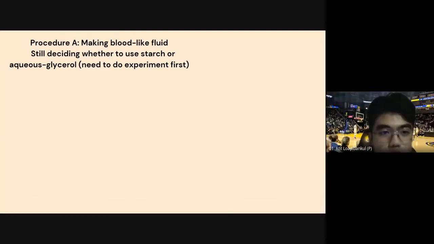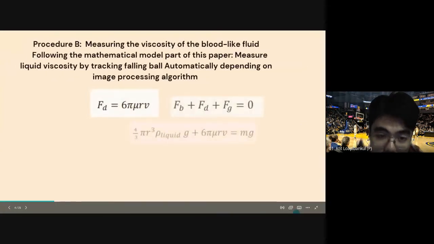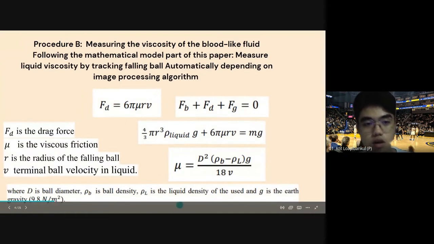Okay, so as Non said, we will make a blood simulation, so we have to make a liquid that has the same viscosity and the same density as real blood. But the problem is that we still don't know whether we will use starch or aqueous glycerol. As soon as we know what we will use, we will have to select one of them and measure its viscosity by following this procedure. Next. This is the procedure that I'm talking about.